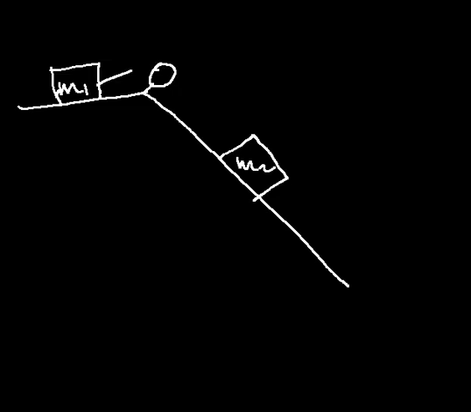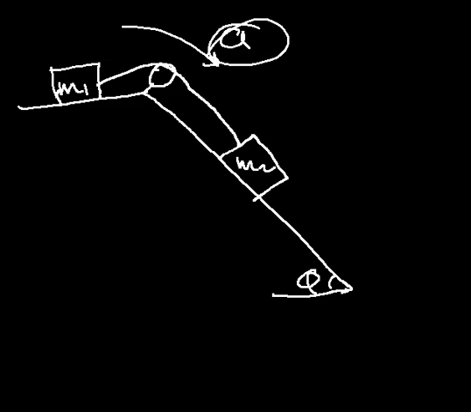Let's say these objects are connected by a massless string. Let's say that is the case. And now this is an inclined plane at an angle theta with respect to the horizon. Now assuming that the objects are moving in this direction at a constant acceleration, how should you find this acceleration? Assuming that the surface is frictionless.